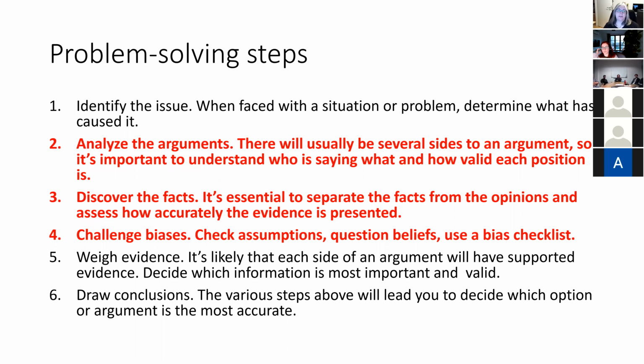This ties into problem solving. Problem solving steps are generally given if you take a class at university or wherever, and they tell you things like identify the issue, analyze the arguments. They give you this nice little checklist. We're going to work in the part where you analyze arguments and what's happening, discovering facts, and challenging the biases. Sure, you have to do the other things too, but this is where we're going to focus in this talk, to help with the critical thinking part of problem solving.